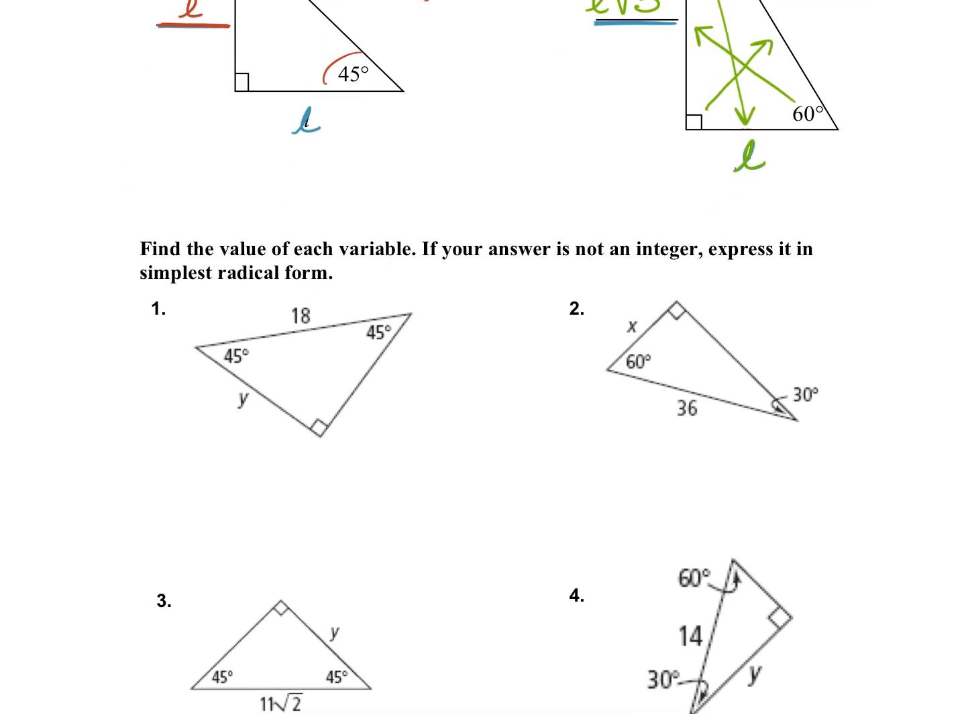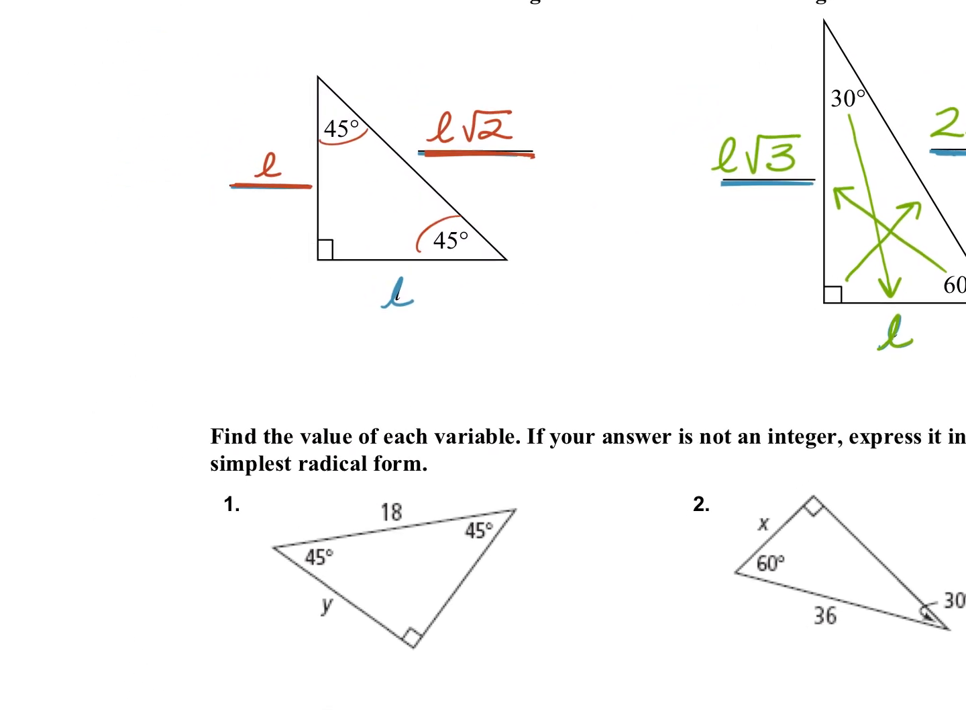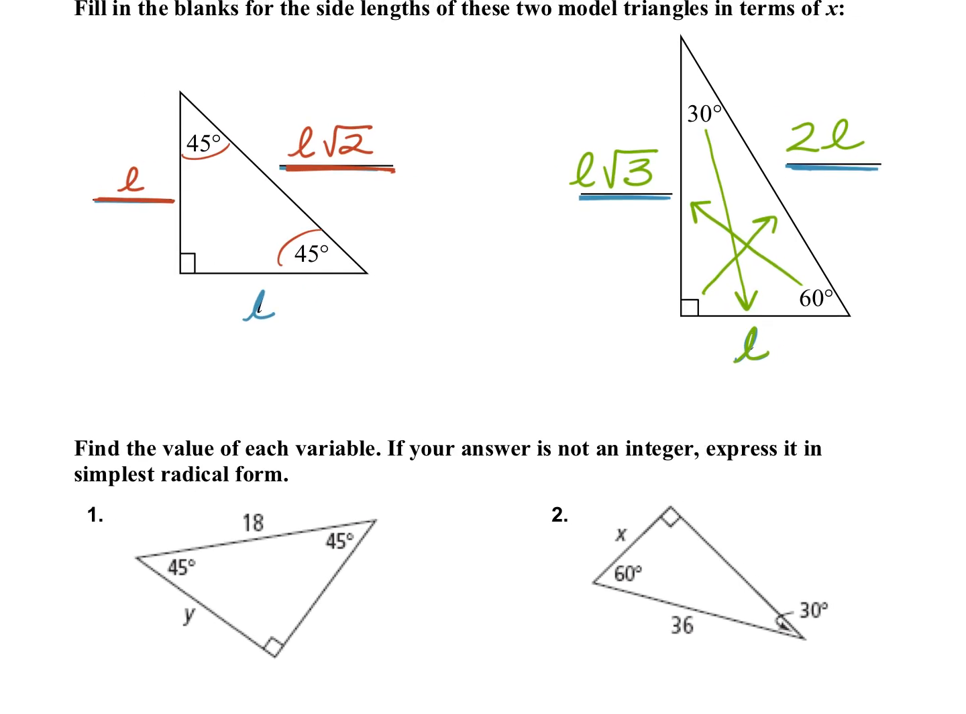Okay, so let's take a look. First of all, number 1, which of the 2 setups are we using? The 45, 45, 90 or the 30, 60, 90? The 45, 45, 90, right? They give you the angle measures. That means these are the same length. Those are L and L. This is your L rad 2 side.